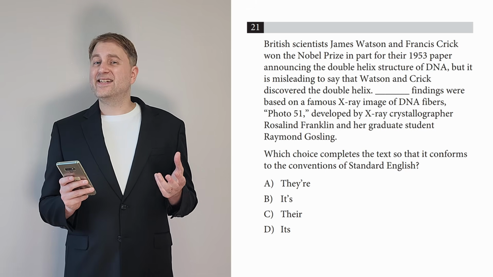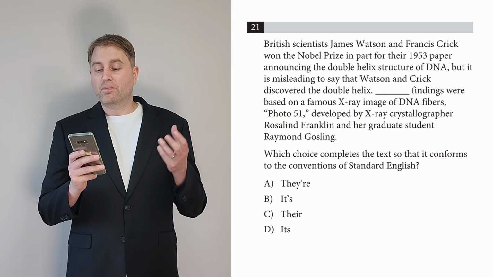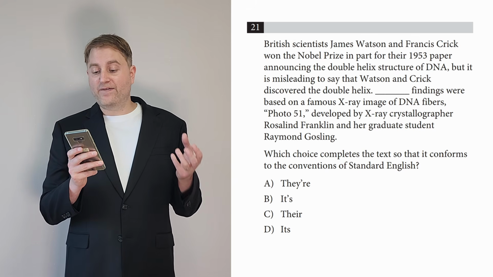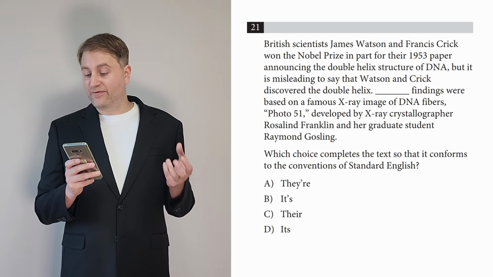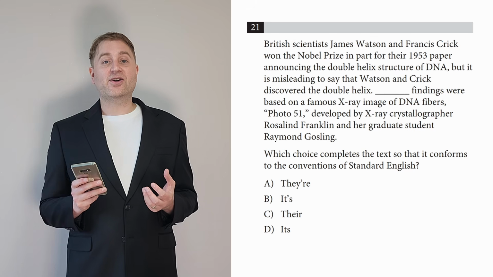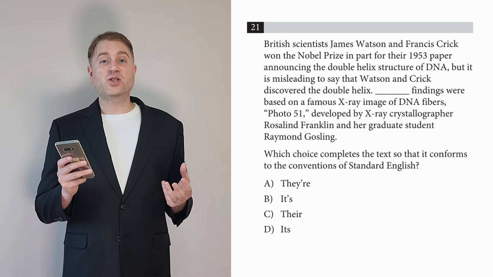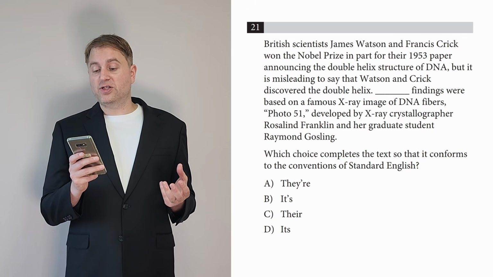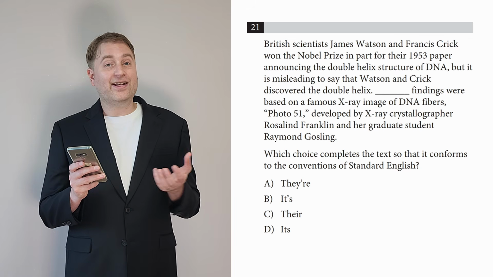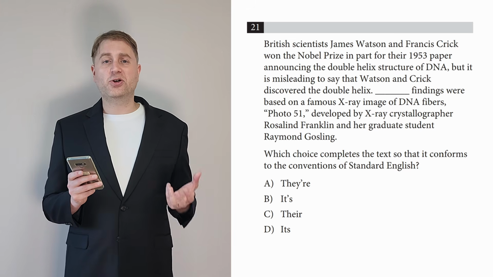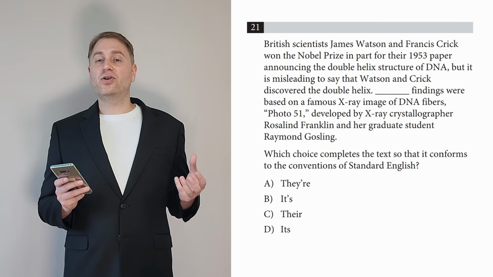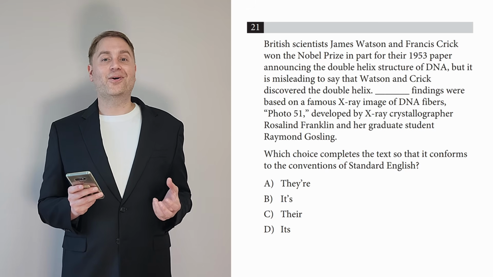Let's move on to another example. Now in this case, the second sentence begins with a blank. Blank findings were based on a famous X-ray image of DNA fibers. Now the question we need to ask ourselves is, whose findings are we talking about? Now looking at the first part of the sentence, it's pretty clear that we're talking about the findings of Watson and Crick. And Watson and Crick are 2 people. So what we're going to need is the plural third person possessive pronoun, their.